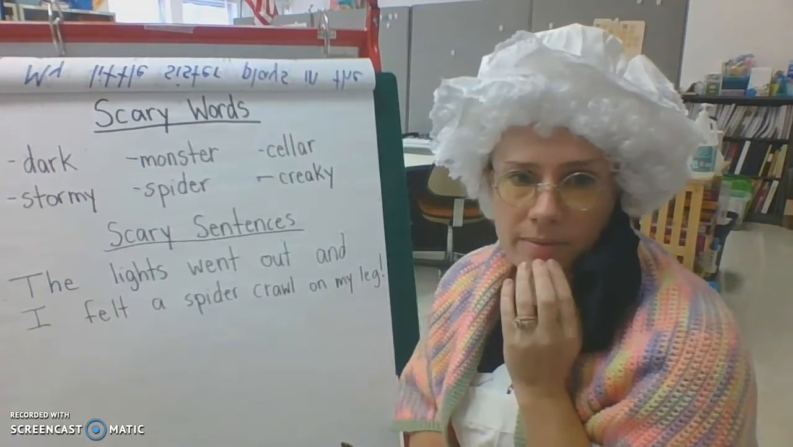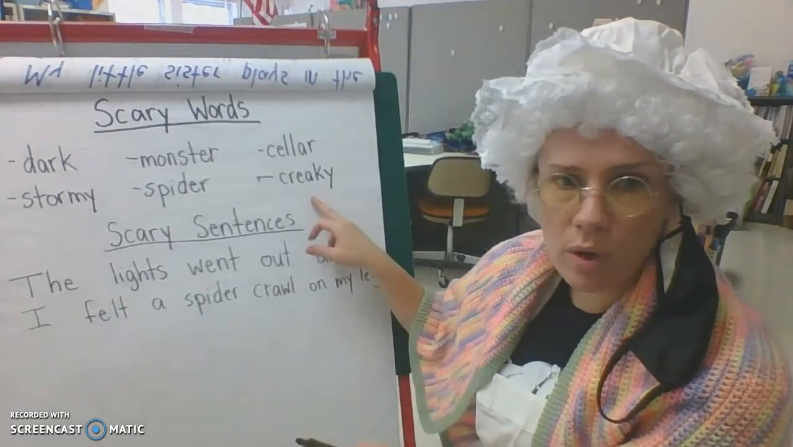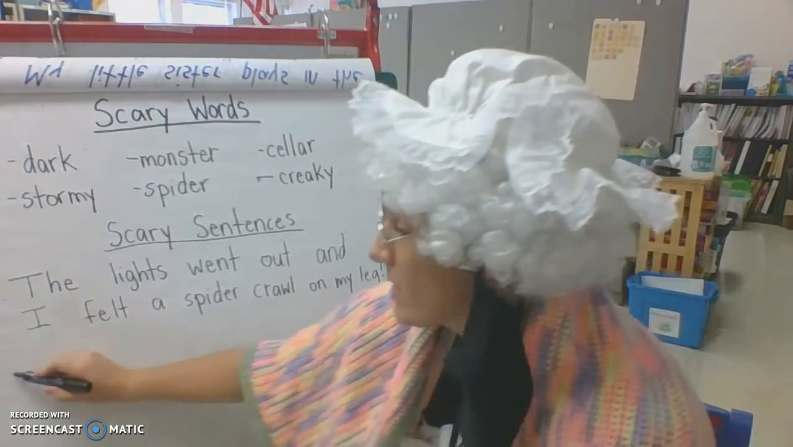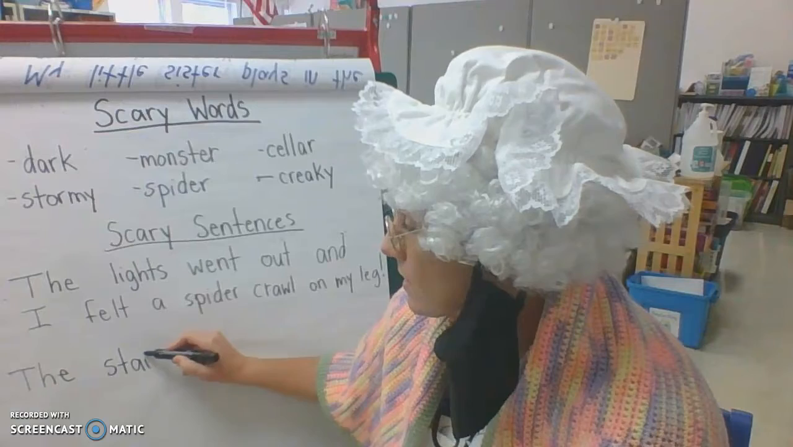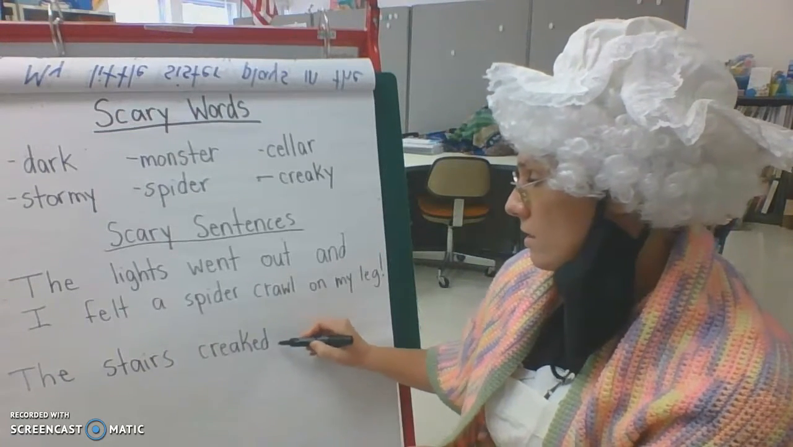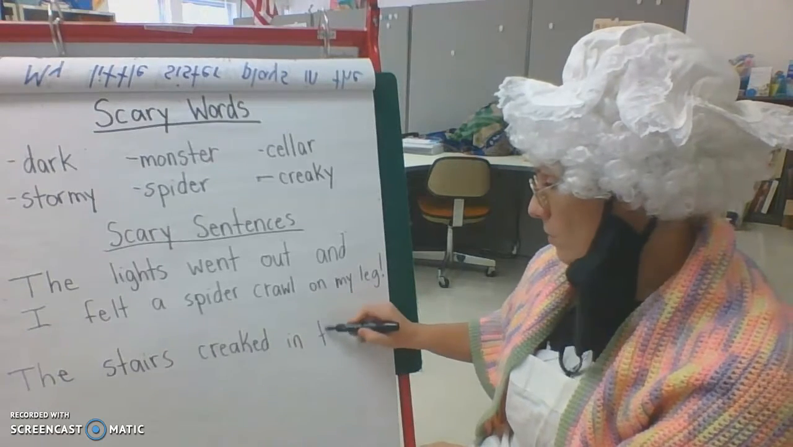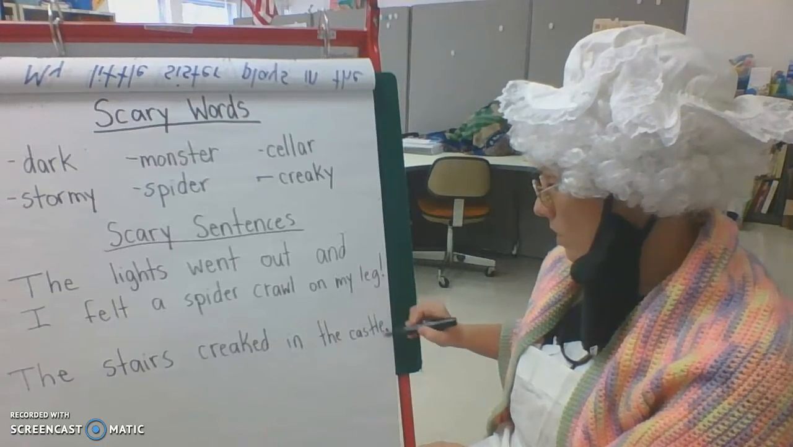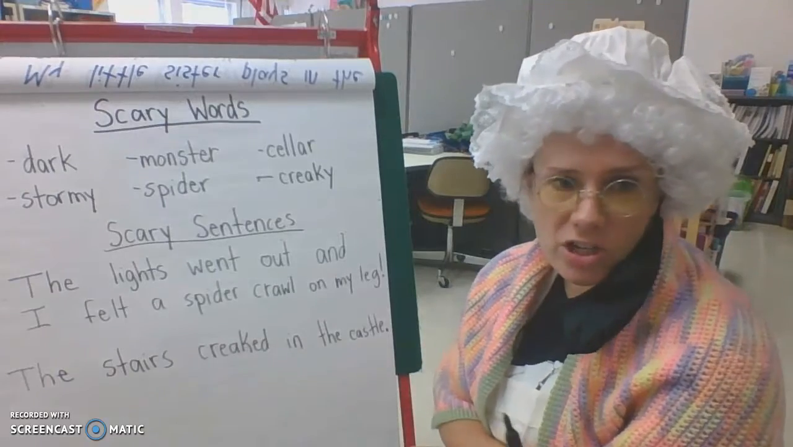Let's try another one. This one had a feeling. Maybe a sound. What would be something creaky? Ah, the stairs. Okay, what about this sentence? The stairs, that's our subject. The stairs creaked in, where would the stairs creak? The stairs creaked in the castle. Okay, there could be a spooky castle story. The stairs creaked in the castle. And I'll put my period at the end. We have our subject and our predicate, our action.